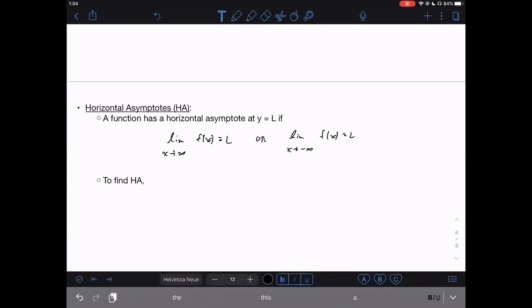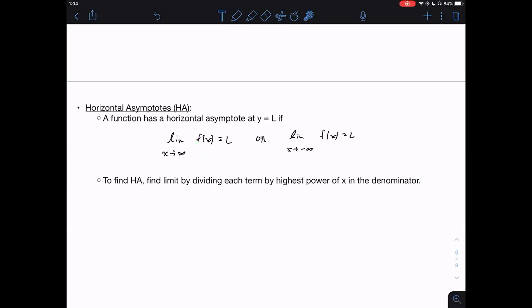Or another option that we have here is to find this limit by dividing each term in the numerator and denominator, so each term in our function, by the highest power of x in the denominator. Okay, so we could either use a table method like we did in chapter 2, or use this other method of dividing each term by the highest power of x in the denominator, and then find the limit of what's left over.